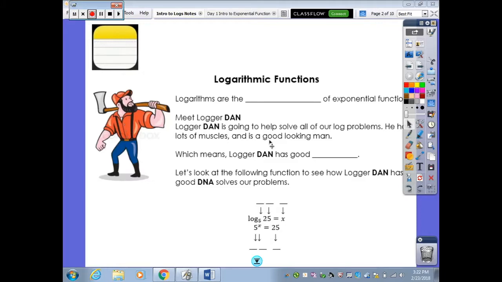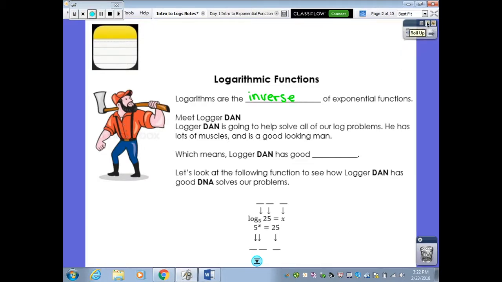So today we're going to be talking about logarithmic functions. Logarithms are the inverse of exponential functions. Meet Logger Dan. Logger Dan is going to help solve all of our log problems. He has lots of muscles and is a good-looking man, which means Logger Dan has good DNA.